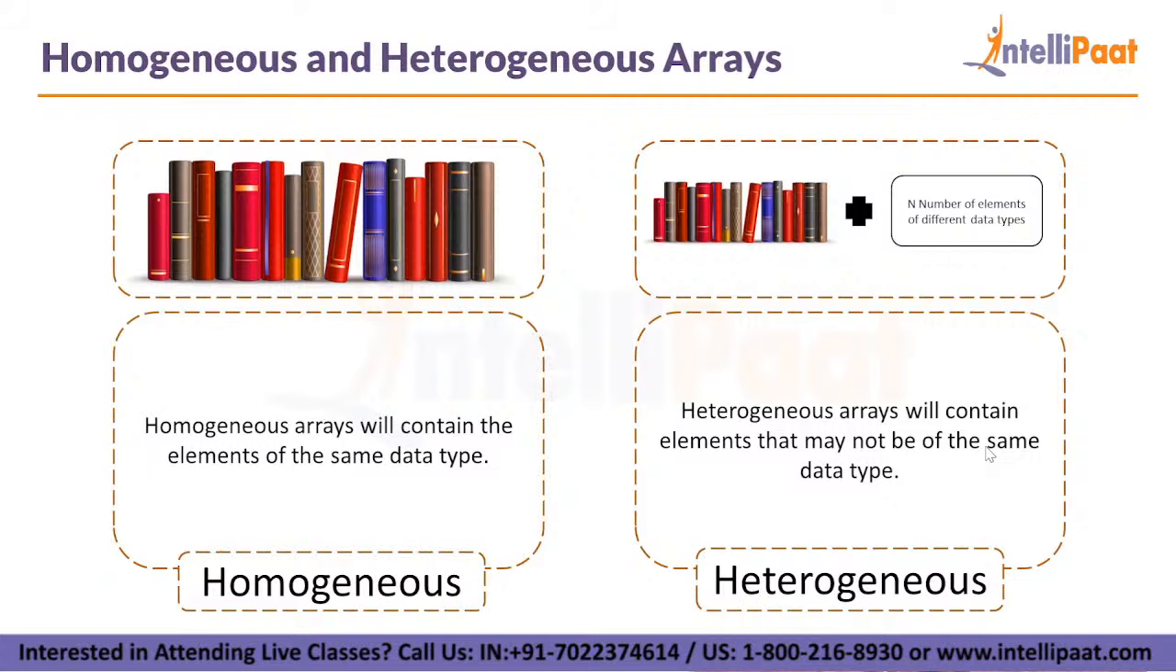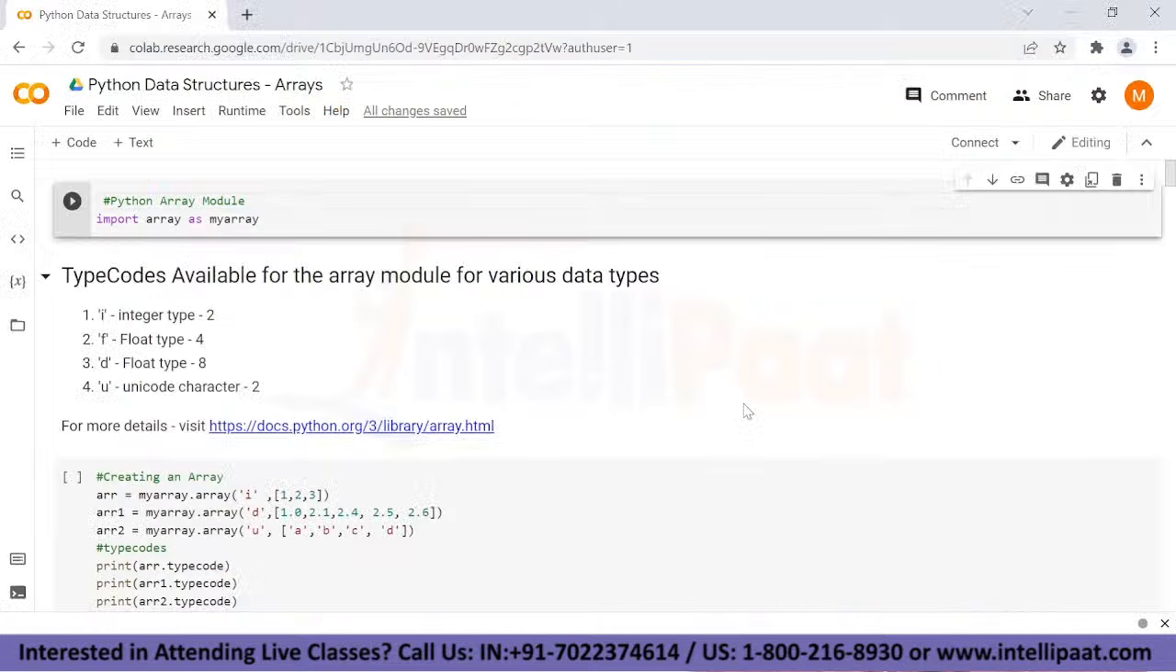And now that we have a basic understanding of arrays, let's move on to a few examples to understand the array implementation in Python. So first of all, we are going to start with the implementation of arrays using the Python array module. To start with that, we have to first import the array module using the statement import array, and the alias we are using over here is myArray.